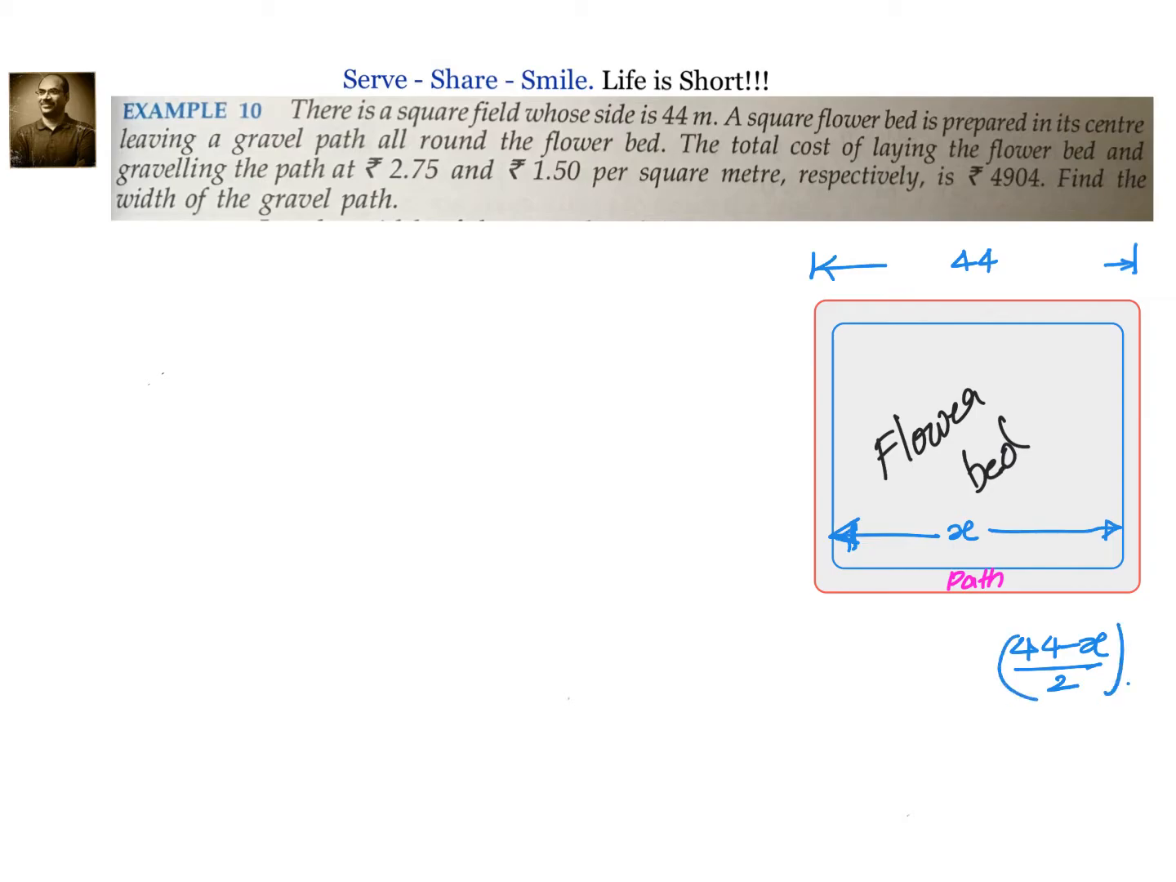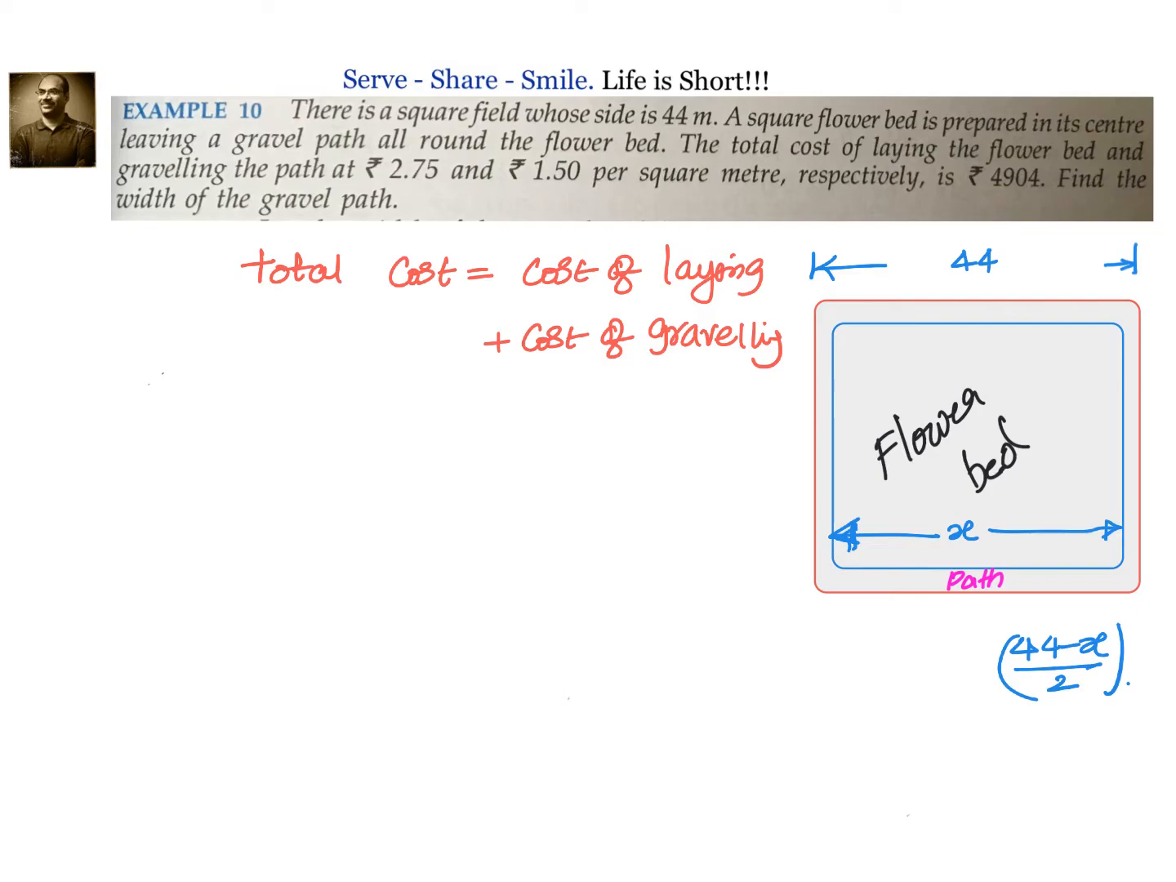Now first let's find out the areas. What is the concept we are going to use here? The concept we are going to use is total cost is equals to cost of laying the flower bed plus cost of graveling the path. That is what we need to understand.